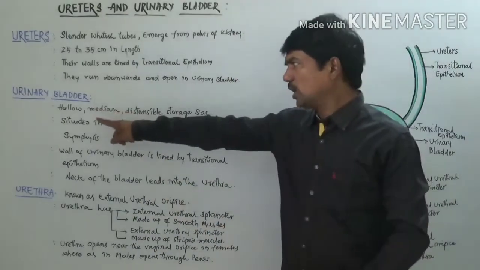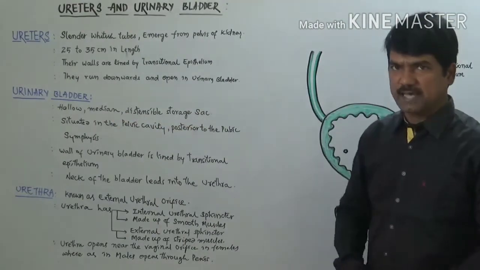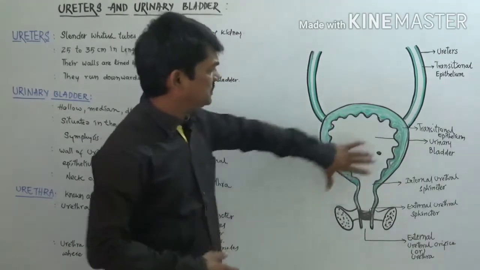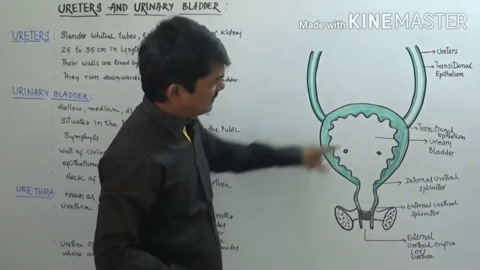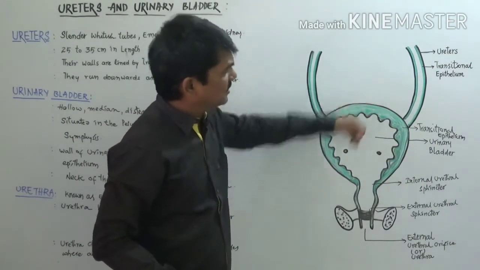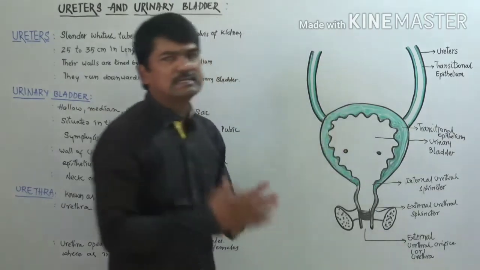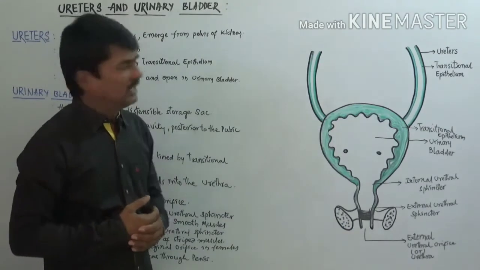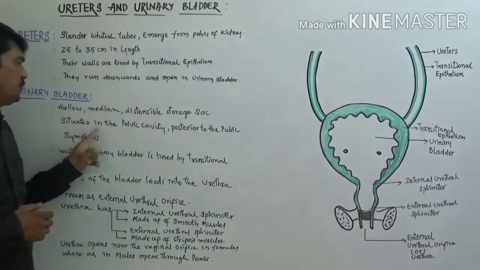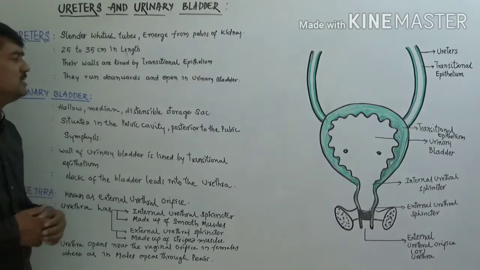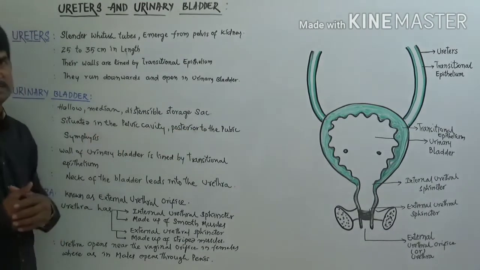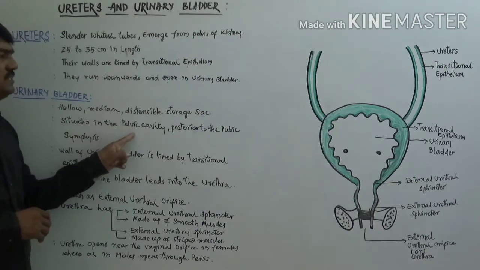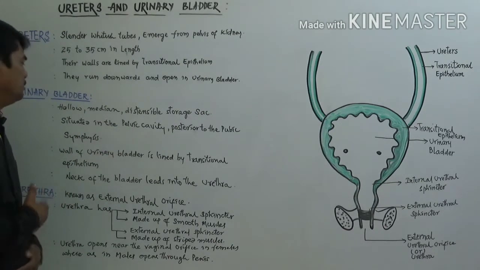The urinary bladder is a hollow, median, distensible storage sac. This is called the urinary bladder. It is the hollow median part, a distensible sac-like structure, which stores the urine. It is situated in the pelvic cavity, posterior to the pubic symphysis. There we can identify the urinary bladder.